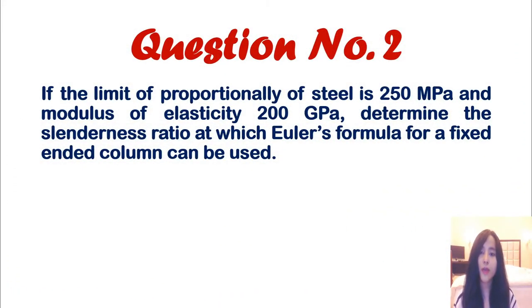Let's solve the second numerical. So for this, if the limit of proportionality of steel is 250 megapascal and modulus of elasticity is 200 GPa, determine the slenderness ratio at which Euler's formula for a fixed end column can be used. So let us get started with this numerical also.